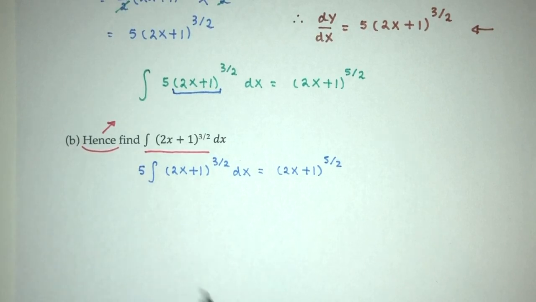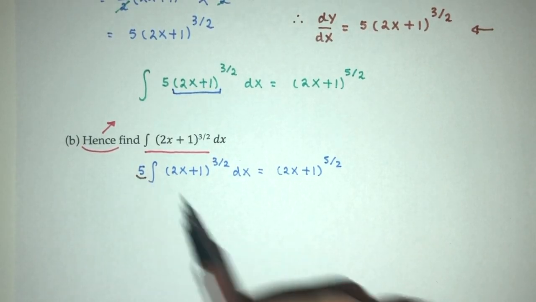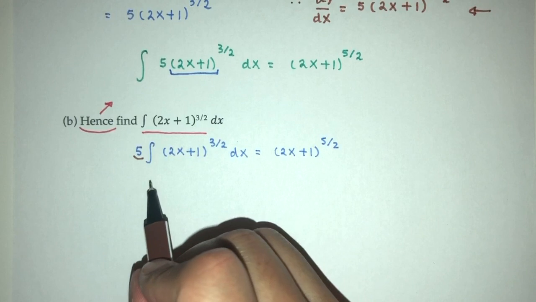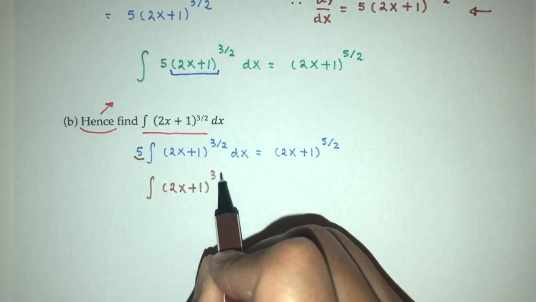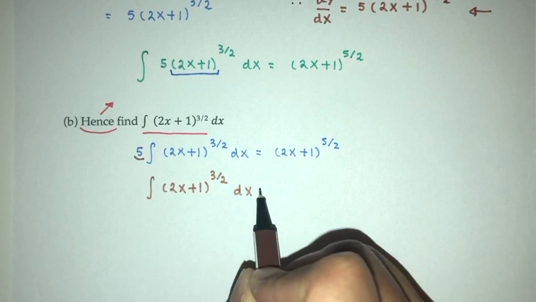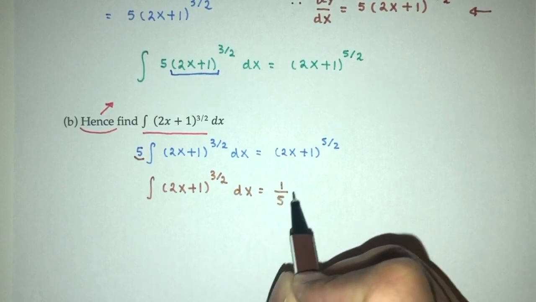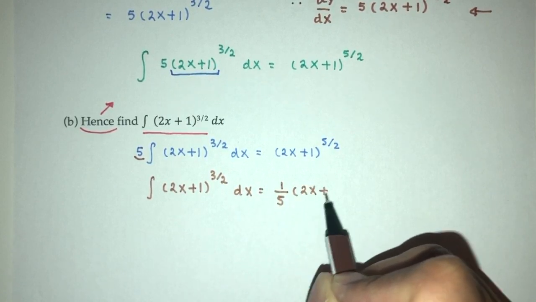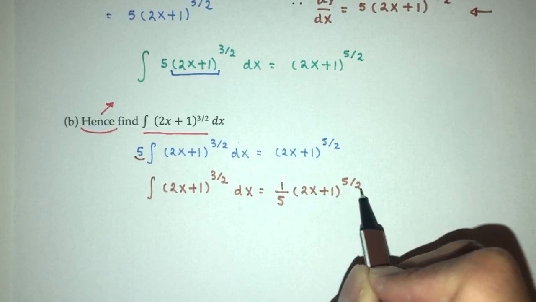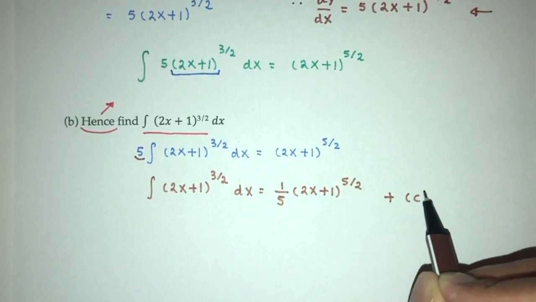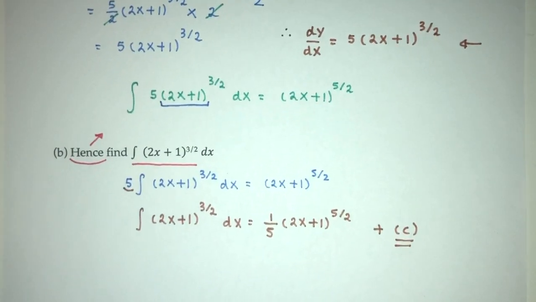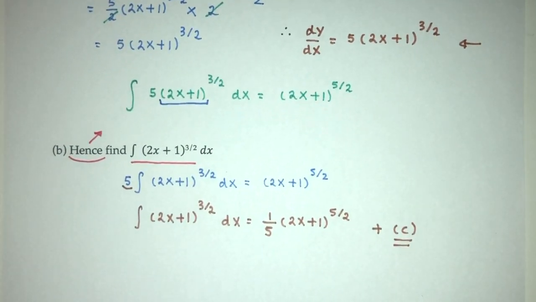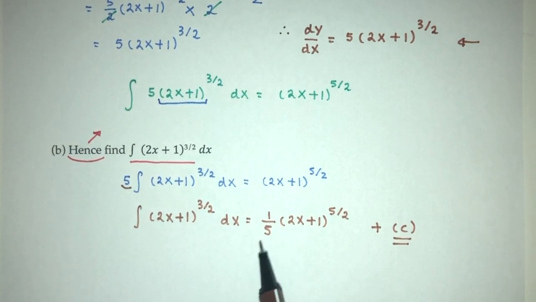Now, obviously, how to remove the 5? We can just divide by 5 everywhere. You will have the integral of (2x plus 1) to the power 3 over 2 dx, and that will become 1 over 5, (2x plus 1) to the power 5 over 2. Now you can plus or not plus the constant of integration, because we know it is the exact value already. You can choose to plus or not plus; it doesn't really matter here. That will be your answer for part B.